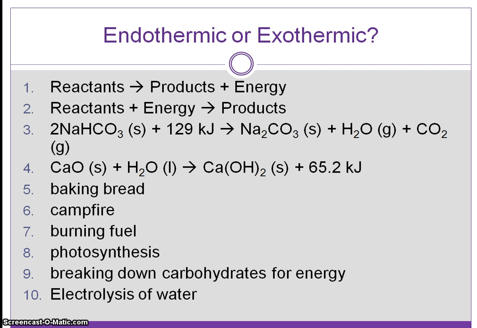6 and 7 are both burning something, and anytime you burn something, it's releasing energy, so that's going to be exothermic. 8 you probably learned in biology is endothermic because you have energy from the sun. Number 9 is the opposite of photosynthesis, so that's exothermic. Notice that you're getting energy, where it says for energy. And then electrolysis of water is when you shoot electricity through water, so that would be endothermic.